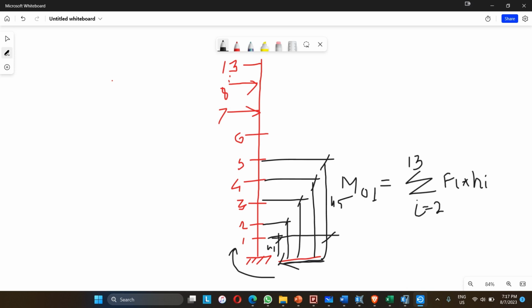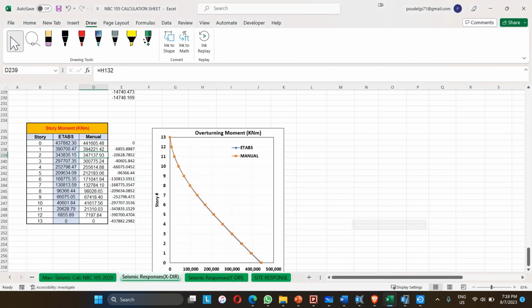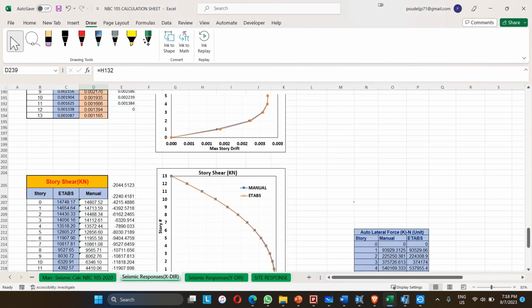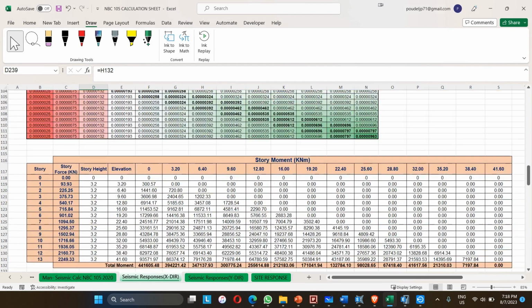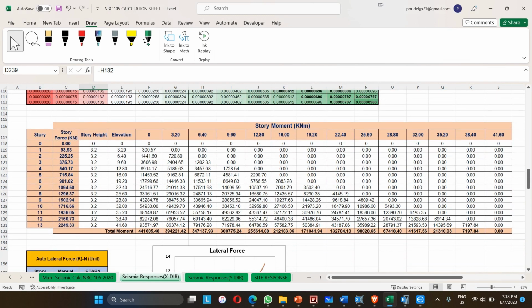If we turn to the second story, the overturning moment for the second story is i equals 3 to 13, Fi into Hi. Similarly, for story 13 the formula goes like this, and this is evaluated in an Excel sheet. Let me show you. Okay, these are the story moments. As I just explained, for the base of the structure the moment is evaluated from the first floor, just above the base of the structure.